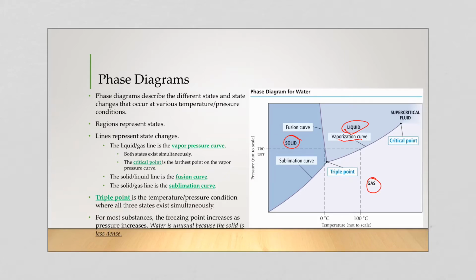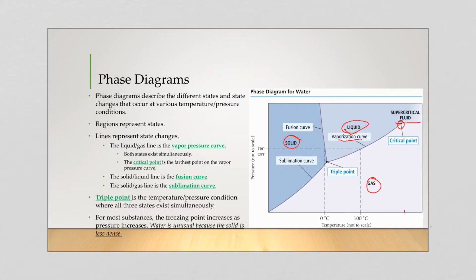Now, certain materials have what's called a critical point, and this is going to be the end of the vapor pressure curve, the utmost vapor pressure curve. And this is where, if present, we'll see what we call the supercritical fluid. So the critical point defines the critical temperature and the critical pressure. You can see here, the critical temperature is here, the critical pressure is here.